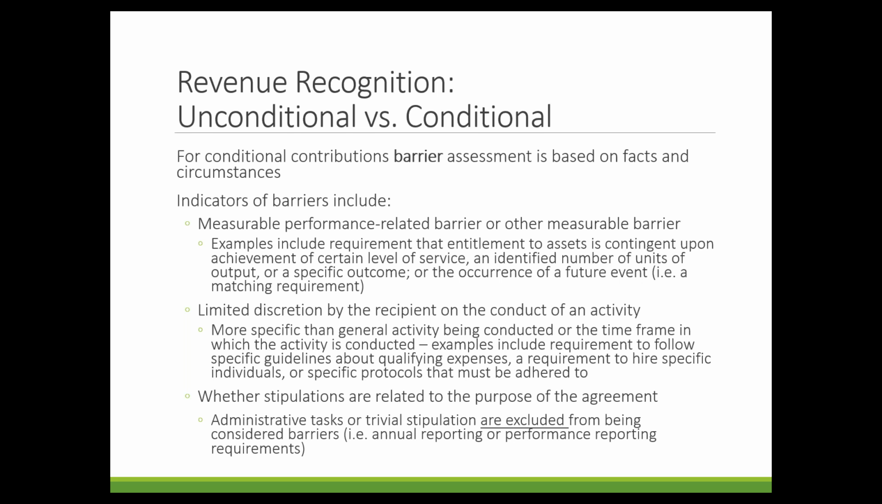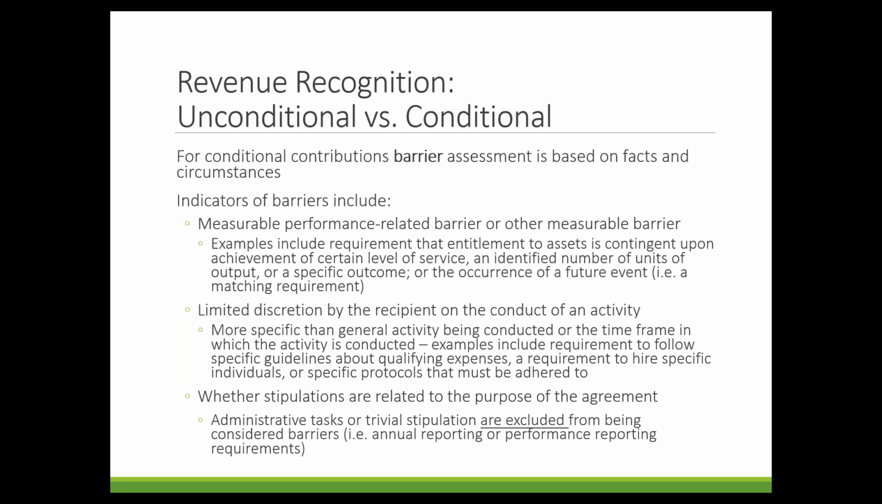So some indicators of barriers include a performance-related barrier. That's one of the most obvious items, which is something like you don't get any of the funds until you perform a certain number of things. So you have to maybe serve 1,000 people, and then you get the money. That's a barrier. You have to first serve the 1,000 people before you get the revenue. Another example that's common is a matching component. So you don't get the revenue until you match that with other funds. That's an uncertain future event, a barrier that has to be overcome before you can get the revenue. Some other items that can be barriers include limited discretion on how you conduct the activity, and also whether there are stipulations in the agreement on what rules or regulations you follow. Those can be a little bit harder to distinguish. The measurable performance barriers are very common and should be reviewed.